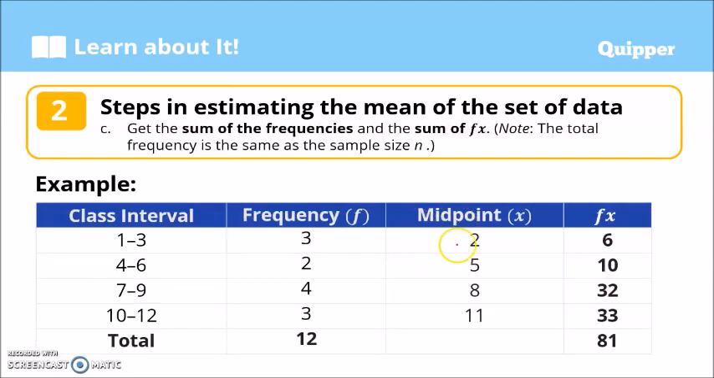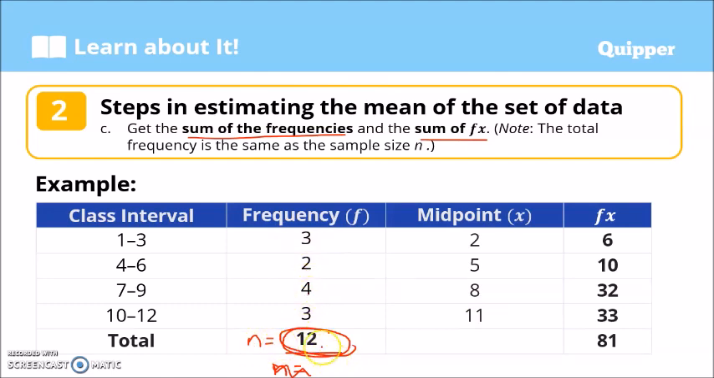Next, what we are going to do is to get the sum of the frequencies and the sum of Fx. Okay, so the summation of F, or the total that we call N, di ba? So, andito na pala si 12, ayan. Okay, so this is our N, or the summation of F. I-add lahat yan, so 3 plus 2, that's 5, plus 4, that's 9, plus 3 is 12.